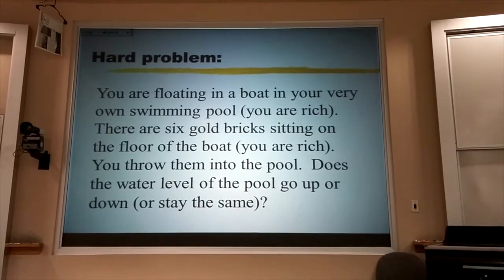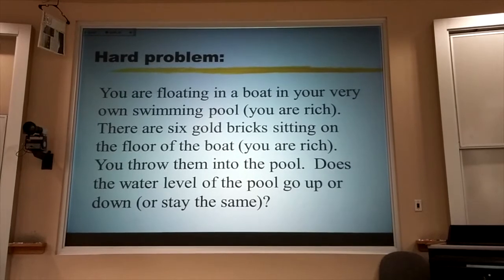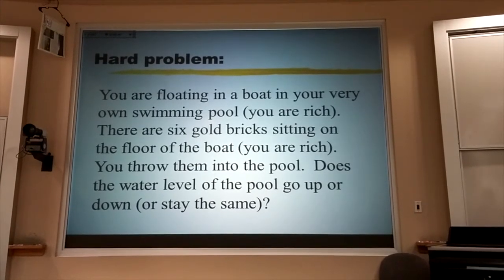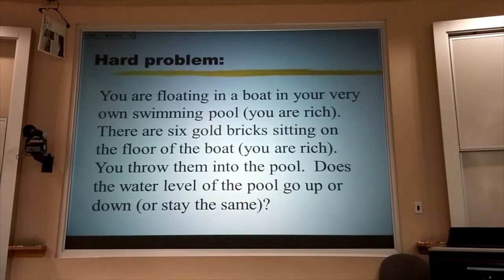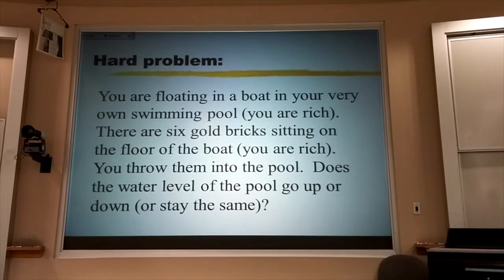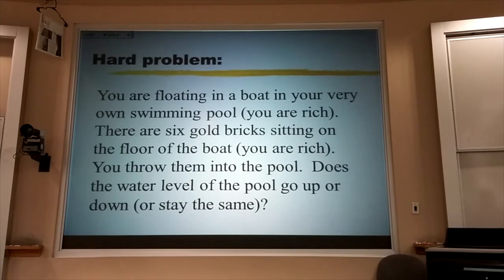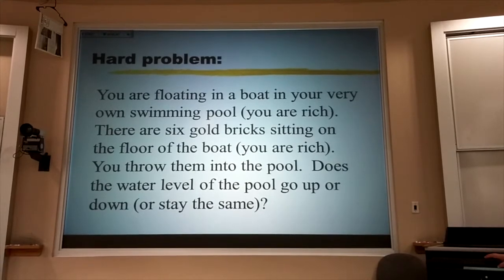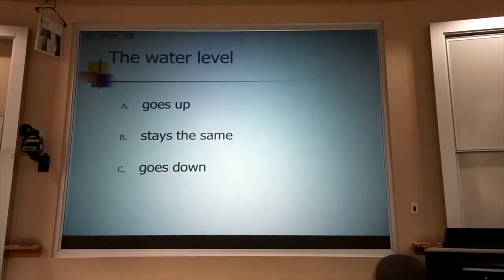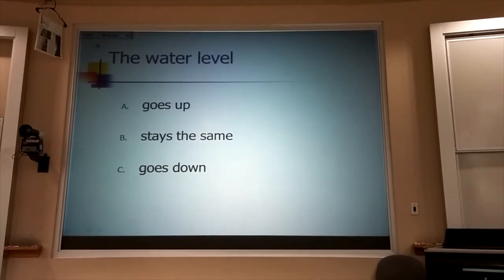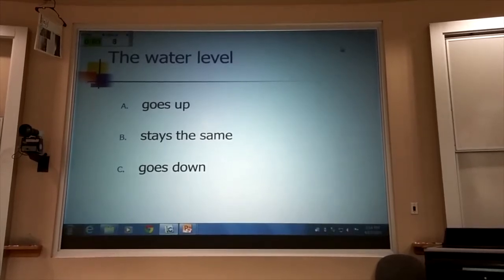At the end of class, I gave you this problem where you're floating in your boat. You've got bricks of gold. You mark the level of the water on the side of the pool, and then you throw the gold bricks to the bottom of the pool. And the question is, what happens to the level of the water in the pool? Does it go up, stay the same, or go down? You all know the right answer. I told you at the end of class.